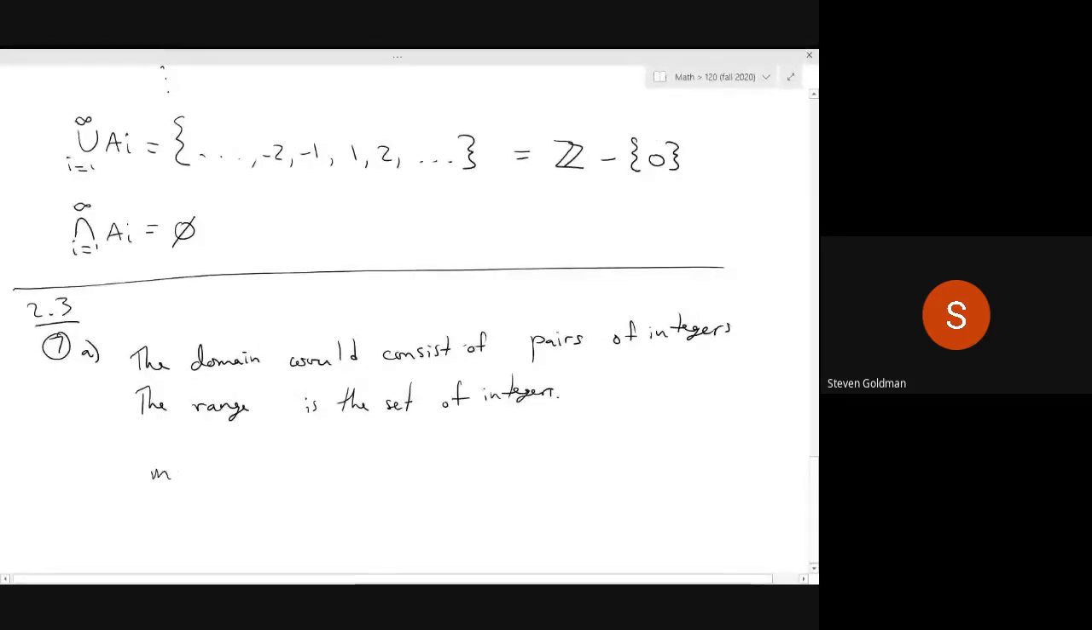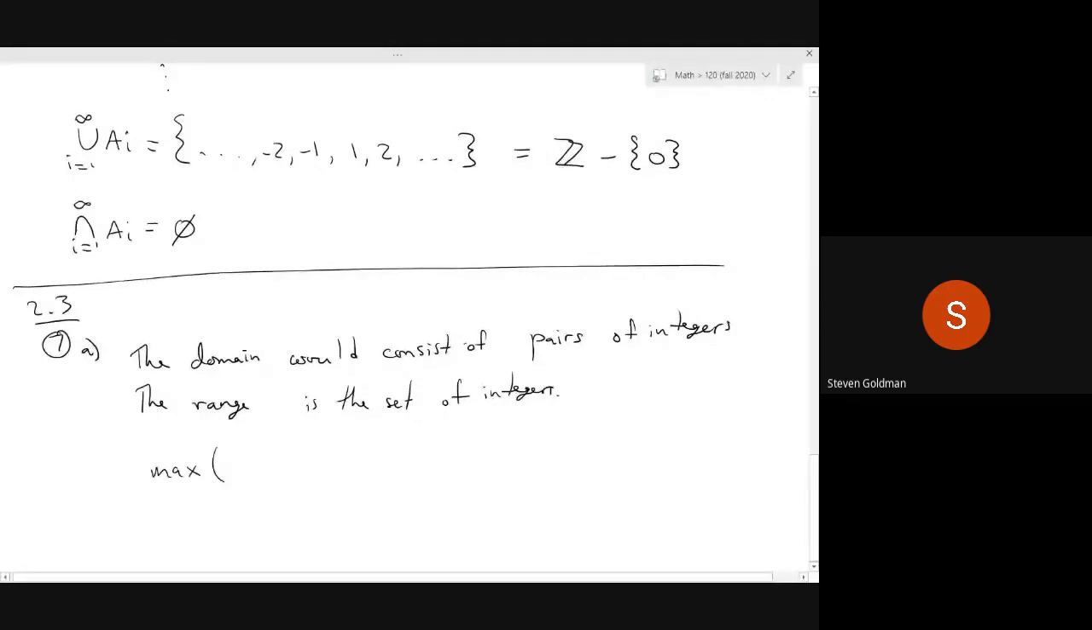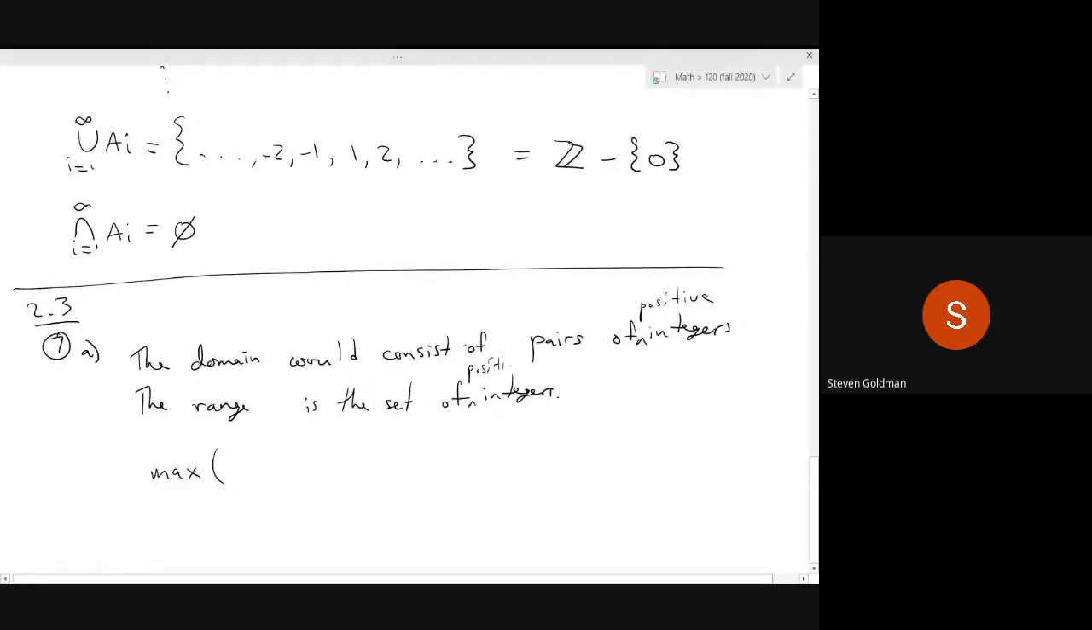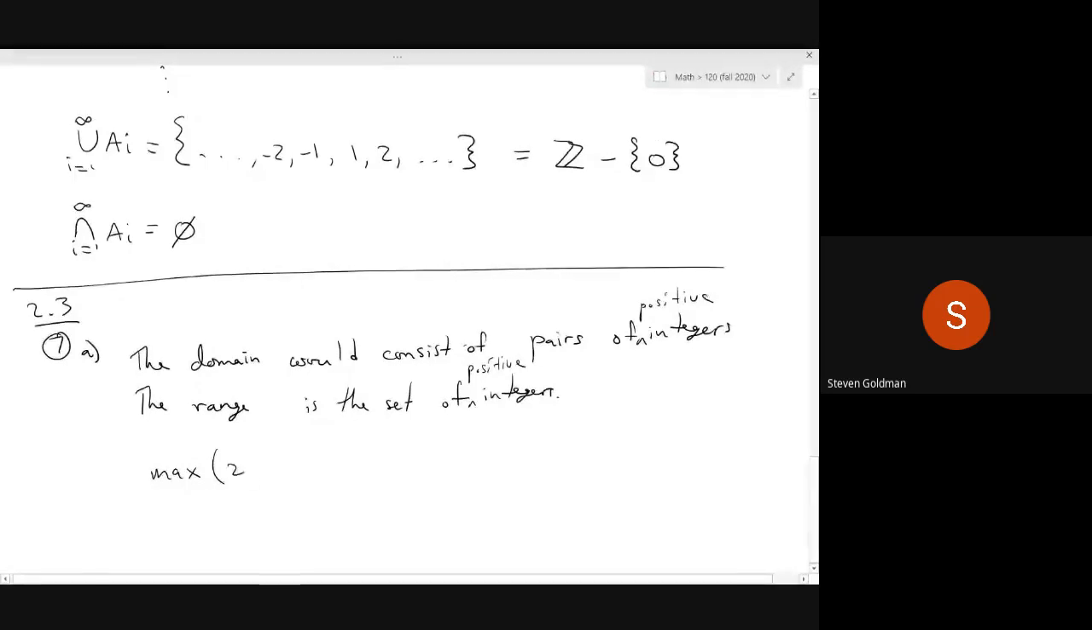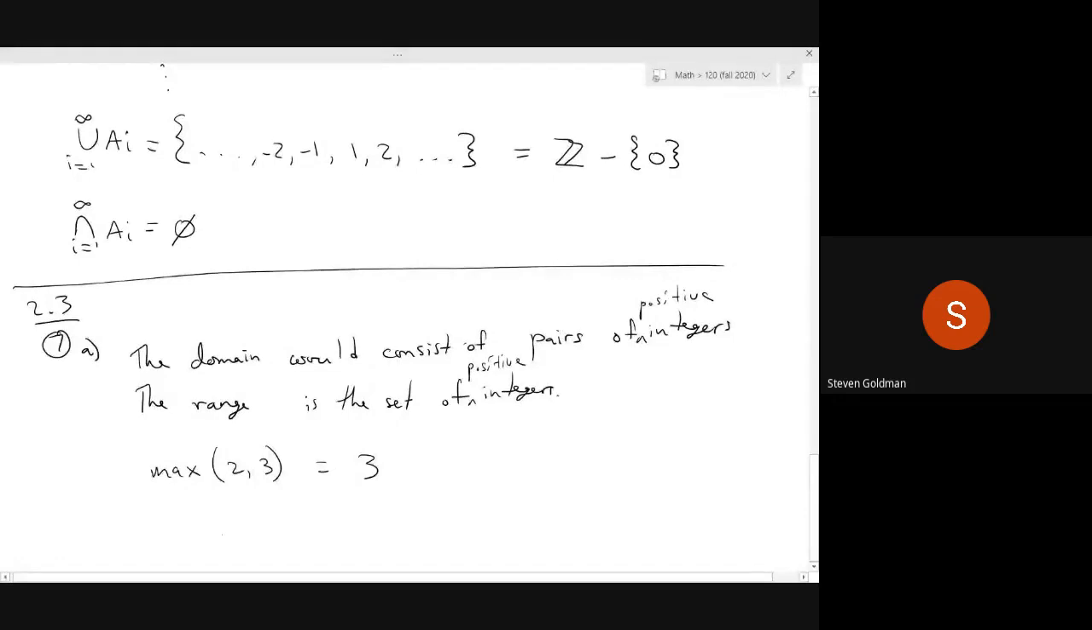Okay, so it's the maximum function. You plug in two integers. Oh, excuse me, positive integers. Pairs of positive integers, and the range is the set of positive integers. So you plug in two integers into the function, 2 and 3, let's say, and it gives you the larger of them, 3. So you're plugging in two integers and you're getting out one integer.